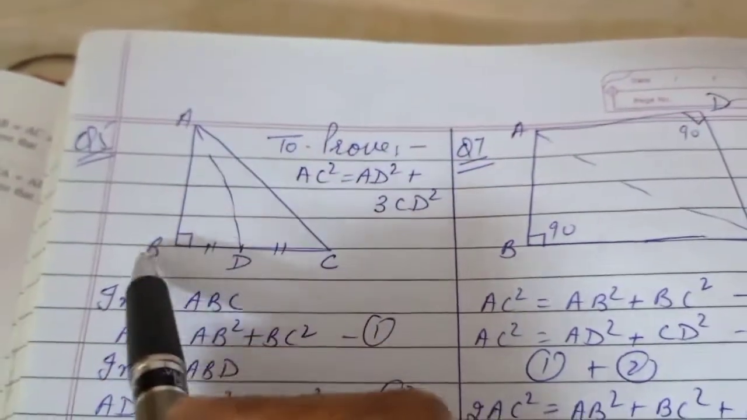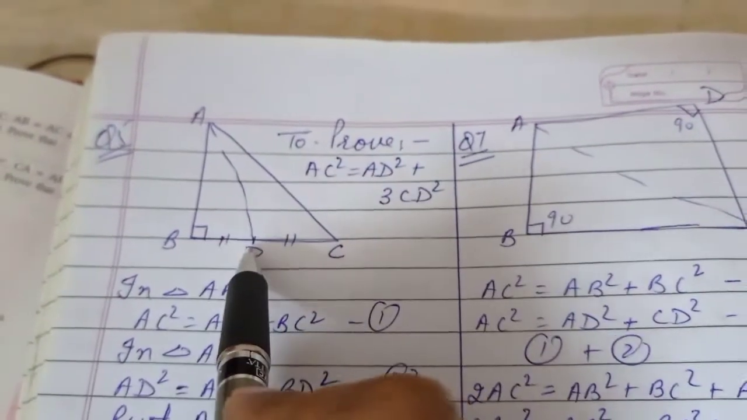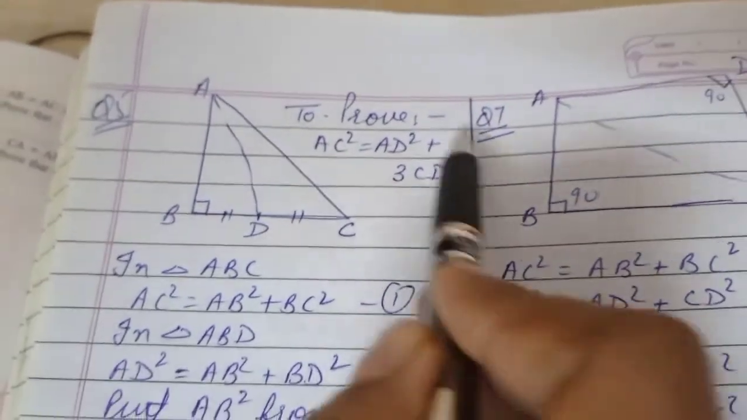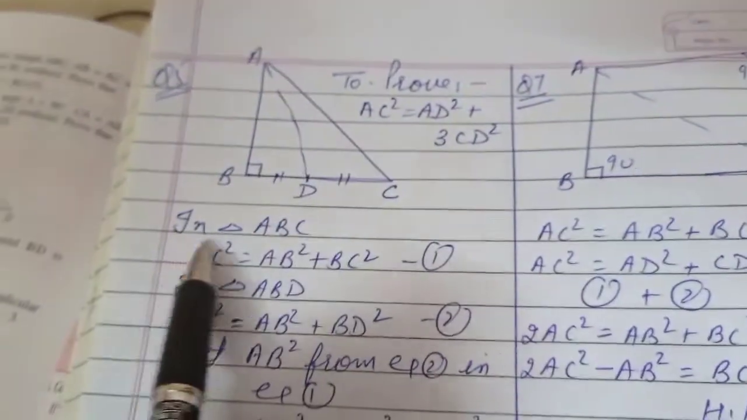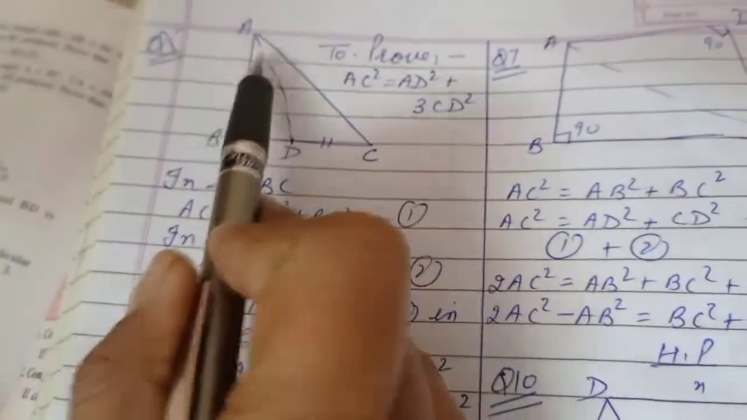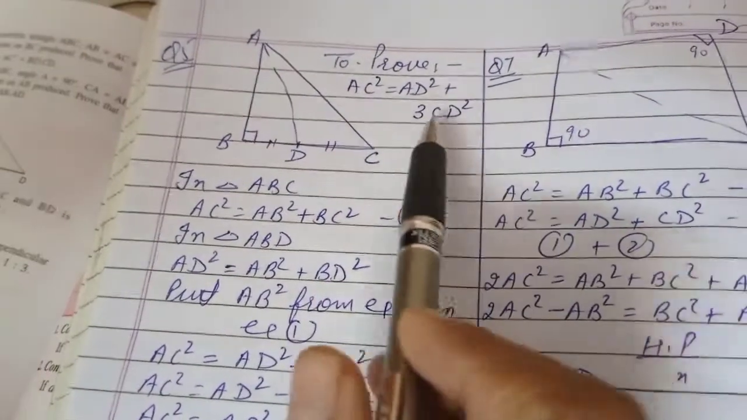Question number 5, a triangle is given. This is a right triangle at B. D is the midpoint of BC. Prove that AC square is equal to this, is what you have to prove. So what I did, I took the full triangle, applied Pythagoras, clear? Then I took this triangle, applied Pythagoras. Now compare it with the result.